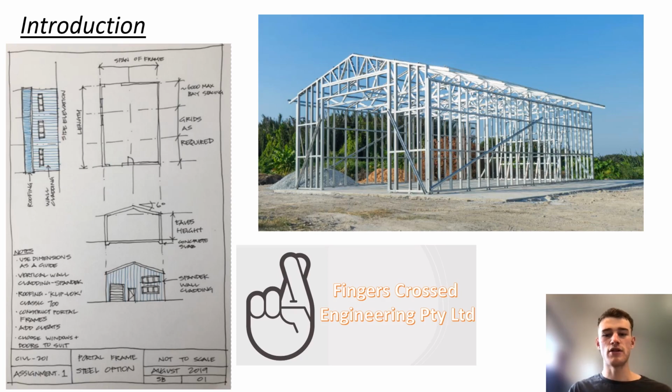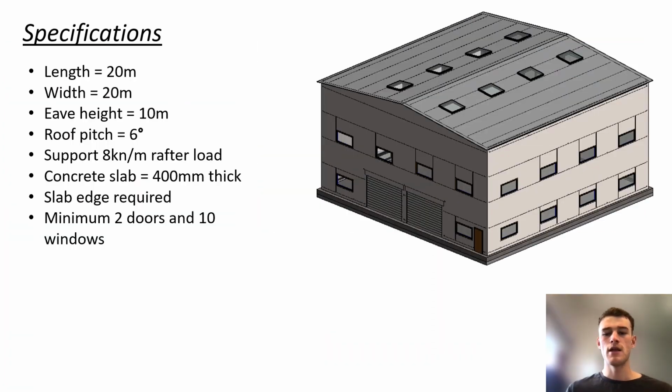The team at Fingers Crossed Engineering was tasked to design a strong, low-cost and low-maintenance portal frame structure within the Wollongong region, following the client's specifications. The client requested several design parameters which had to be met for the design of the structure. The parameters included a building length of 20 metres, a width of 20 metres, an eave height of 10 metres and a 6-degree pitch, with the ability to support an 8 kN per metre rafter load.